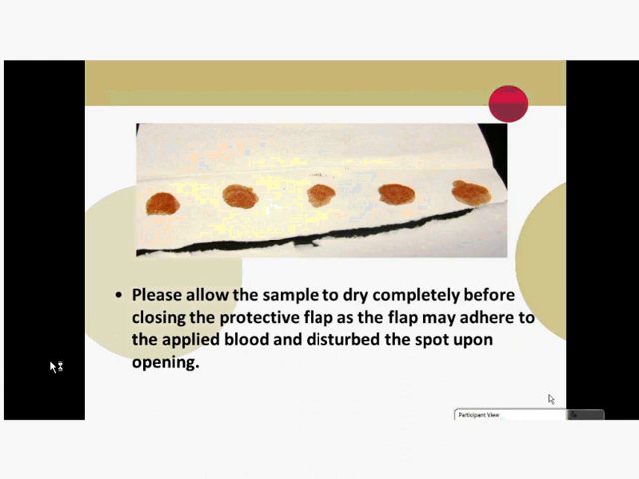This can create a scratched and abraded appearance to the surface of the blood circle and reduce the quantity of blood in the sample. The protective flap should never be used to compress the filter paper to force an insufficient quantity of blood through to the reverse side of the card.